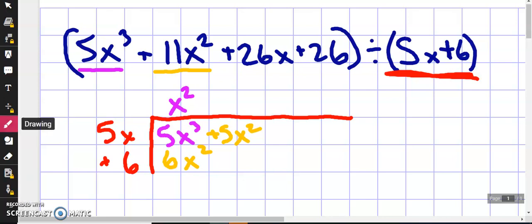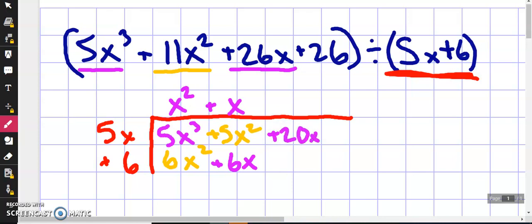So basically now I'm going to repeat that process until I've filled in my box. So I have a 5x squared in the top row and a 5x on the outside. So what I'm missing on the top is an x, because x times x gives me x squared. I know that to fill in the box, my 6 would need to multiply with my x, so I should see a plus 6x here. In my original problem, I see a 26x, so that means I am missing 20x.